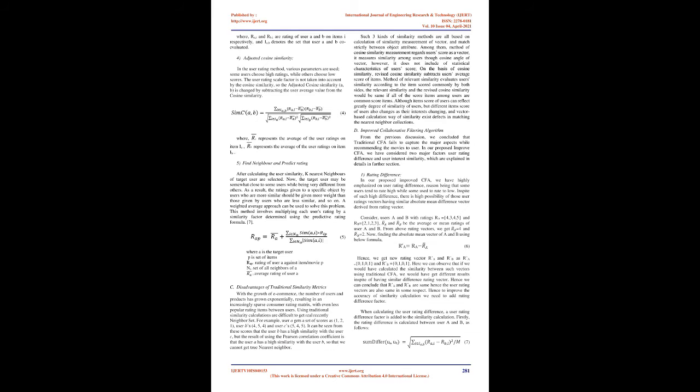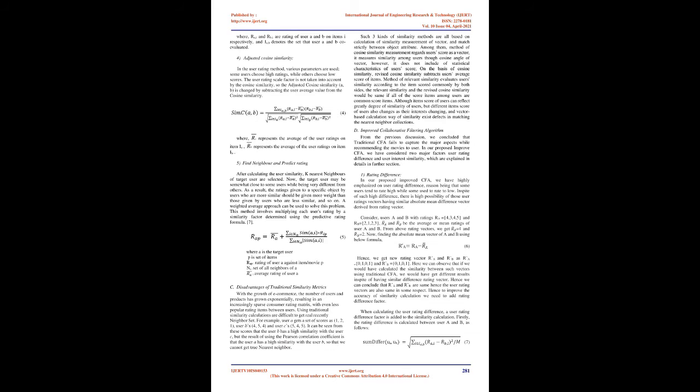5. Find neighbor and predict rating. After calculating the user similarity, k-nearest neighbors of the target user are selected. Now, the target user may be somewhat close to some users while being very different from others. As a result, the ratings given to a specific object by users who are more similar should be given more weight than those given by users who are less similar. A weighted average approach can be used to solve this problem. This method involves multiplying each user's rating by a similarity factor determined using the predictive rating formula.